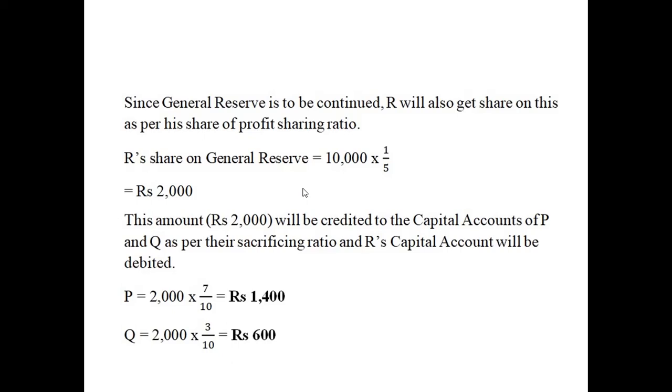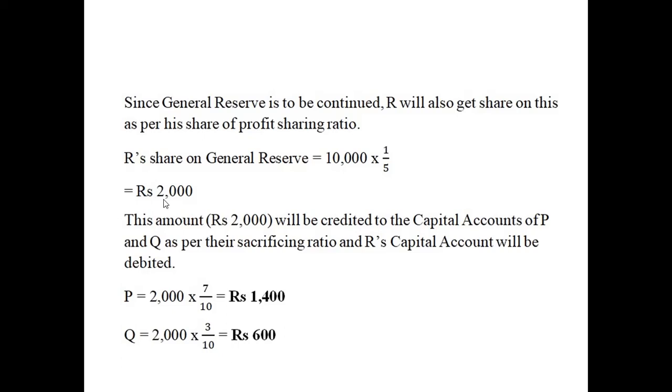So this amount, this 2,000, which we have calculated just now, has to be credited to the sacrificing partners, which are P and Q, as per their sacrificing ratio. Okay, the amount of rupees 2,000 is to be credited to the capital accounts of the sacrificing partners, P and Q, as per their sacrificing ratio, which is 7:3, which we have calculated just now. And by the same amount of rupees 2,000, R's capital account will be debited. We will see this effect in the capital account.